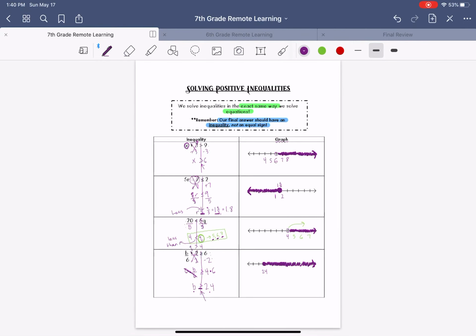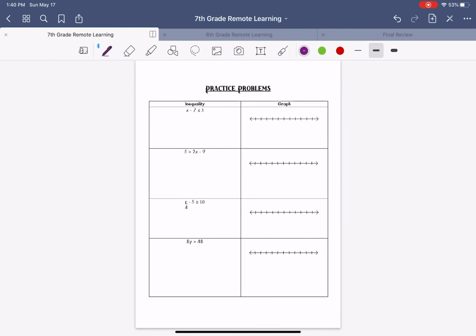Okay, so that is how we solve inequalities, same as equations. We just have to pay attention in this case to our graph. So now you'll have some practice problems here that you can work on, and you're going to complete those on your own.